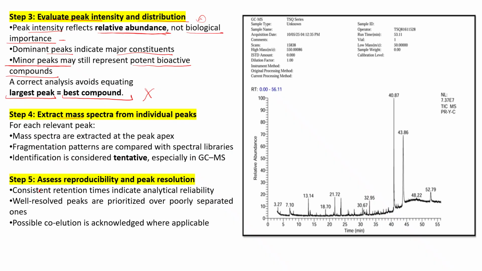Step 4. Extract mass spectra from individual peaks. Mass spectra are extracted at the peak apex because there the signal is at maximum intensity. Fragmentation patterns can be compared with spectral libraries, and identification is considered tentative, especially in GCMS.